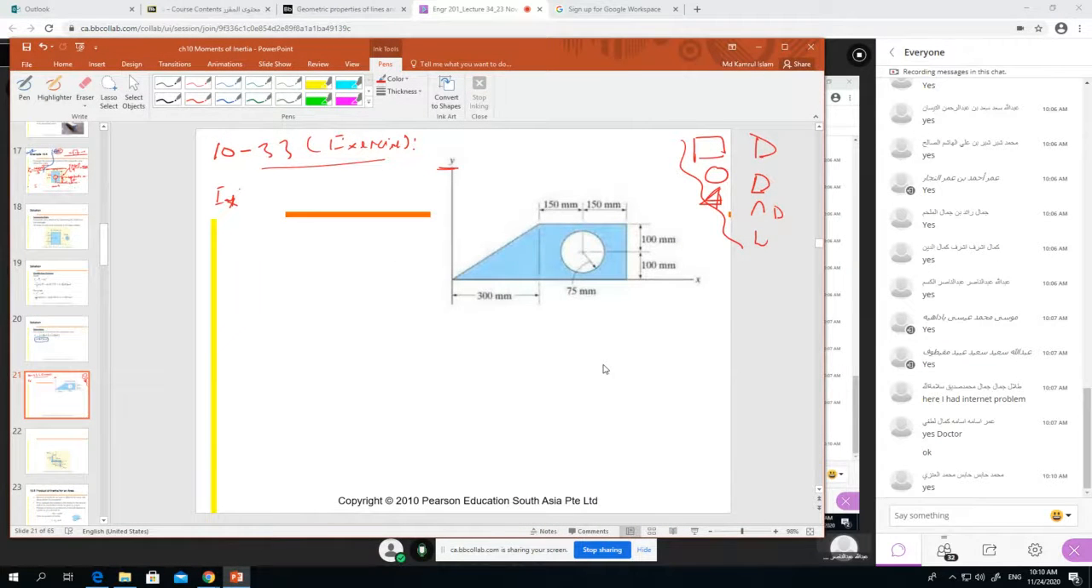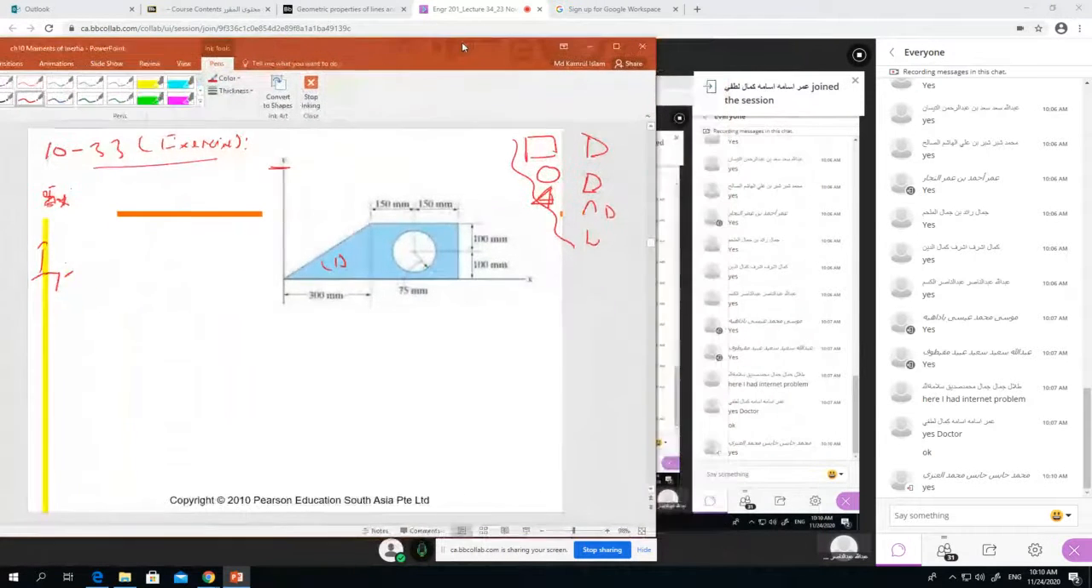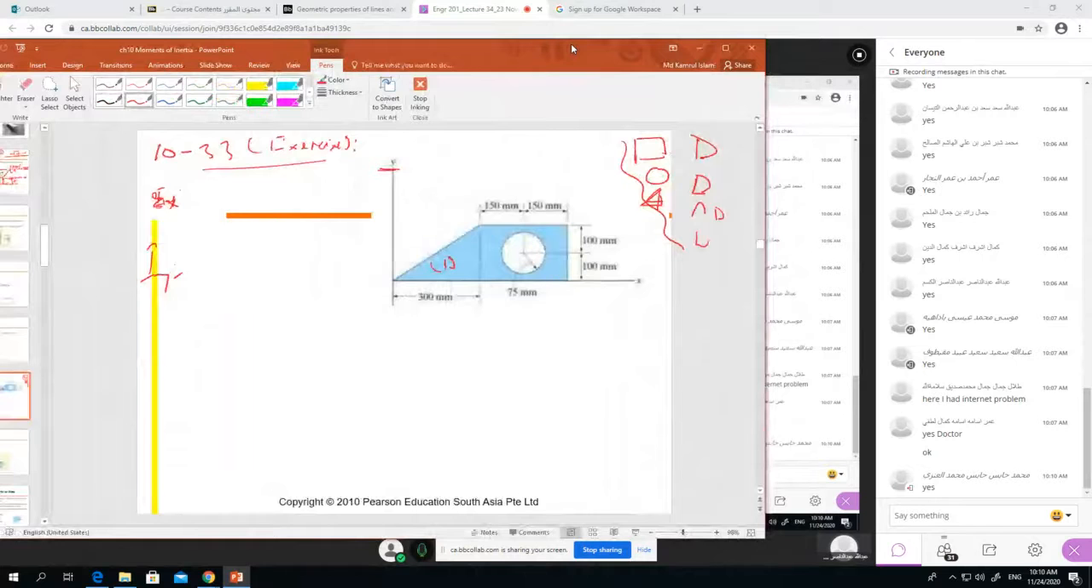Now we calculate Ix, and now we'll calculate Iy, right? Calculate Iy. We have 3 shapes. We selected this as 1, we have 2, and we have 3. Now first, the triangle, right?